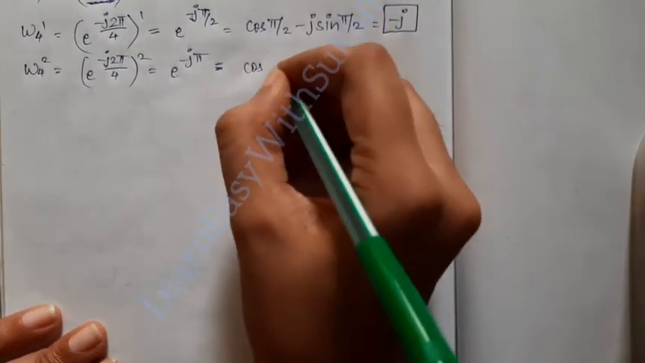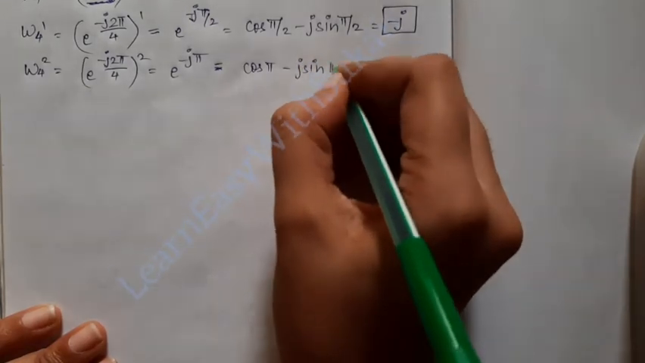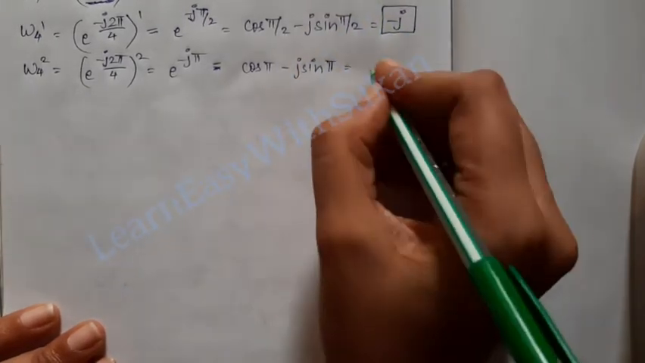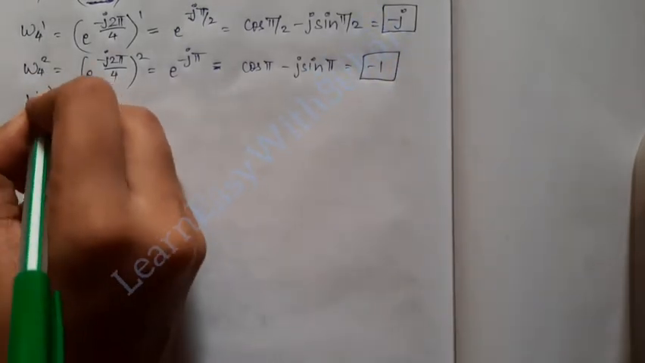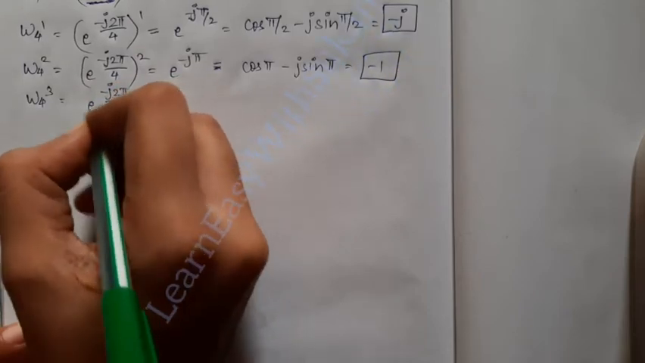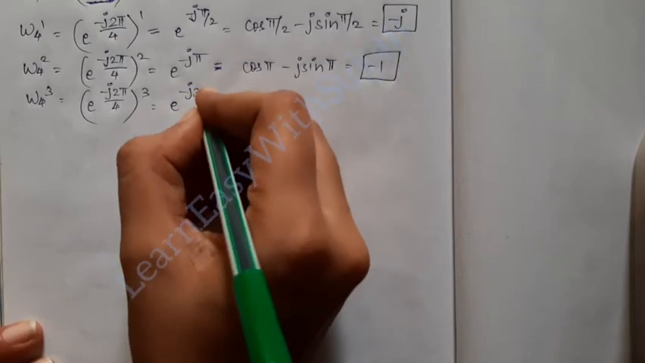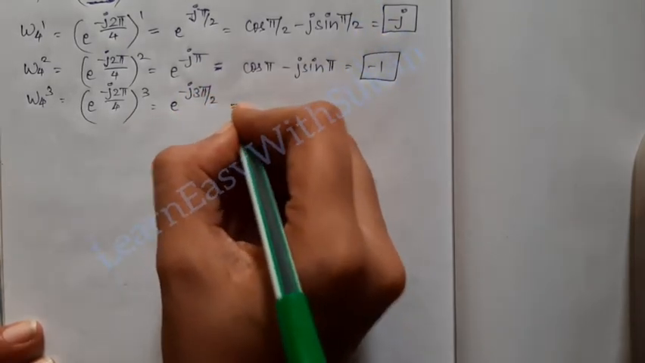Cos pi minus j sin pi. So the value would be minus 1. Next is W4 power 3. So e power minus j 2 pi by 4, the whole cube, which is equal to e power minus j 3 pi by 2 for this.